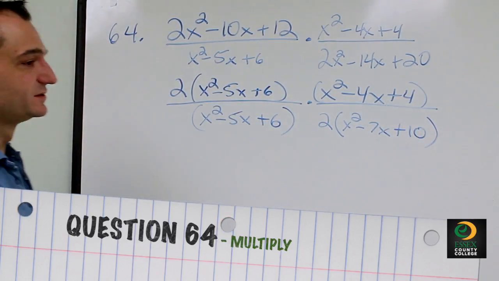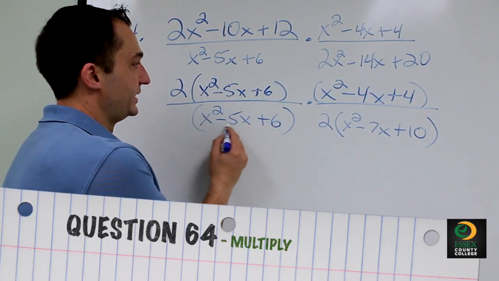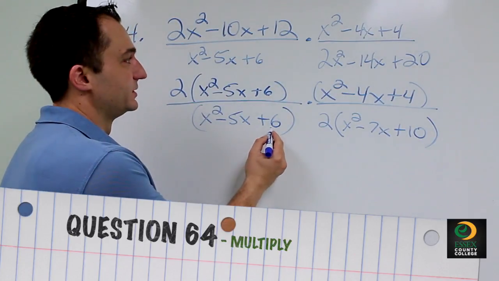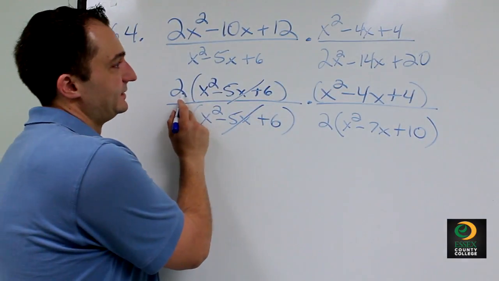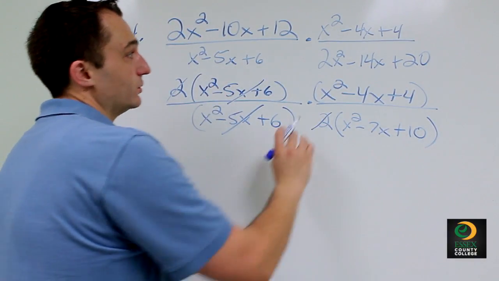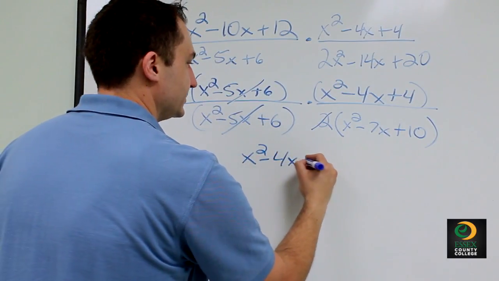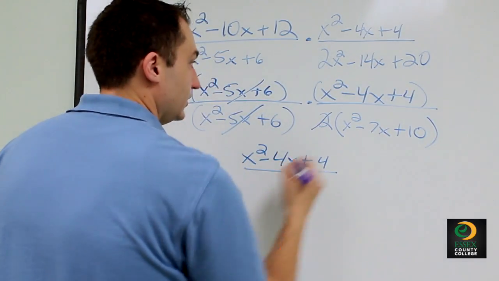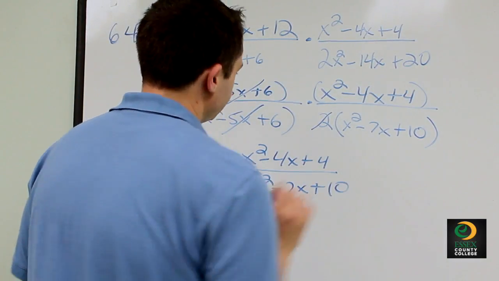We can save ourselves some time. We have an x squared minus 5x plus 6 over an x squared minus 5x plus 6. Both of these could cancel out instantly. We could simplify diagonally, and the 2's would cancel out. So we're left with x squared minus 4x plus 4 over x squared minus 7x plus 10.